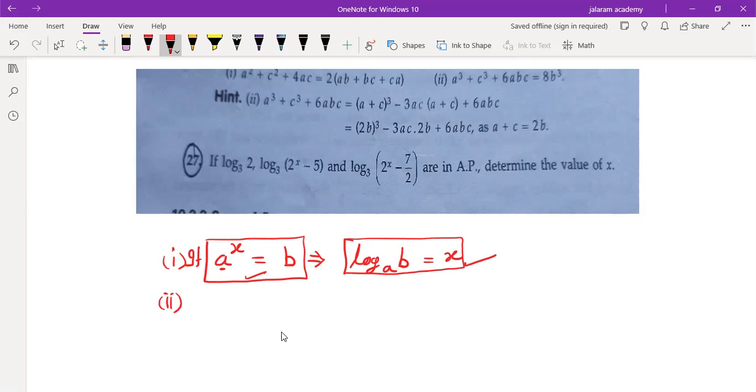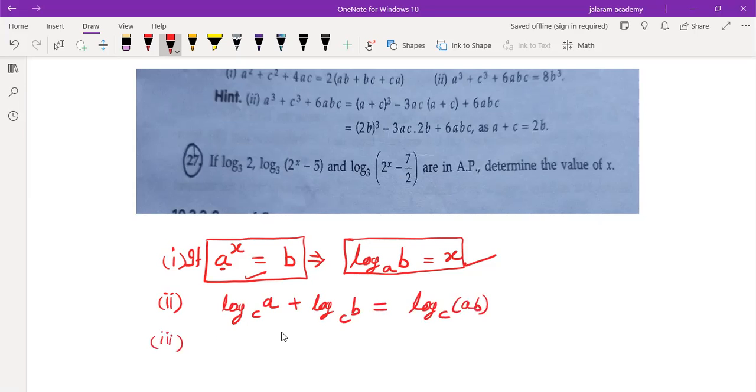Second important property. We are not discussing log this time, so I am directly telling you all the properties. Log a to the base c plus log b to the base c. We read it as log a to the base c plus log b to the base c equals log ab to the base c.